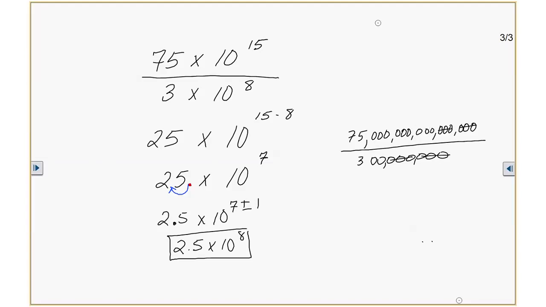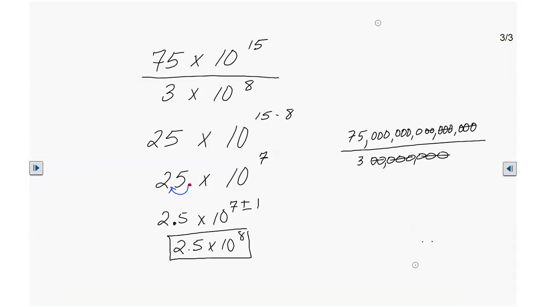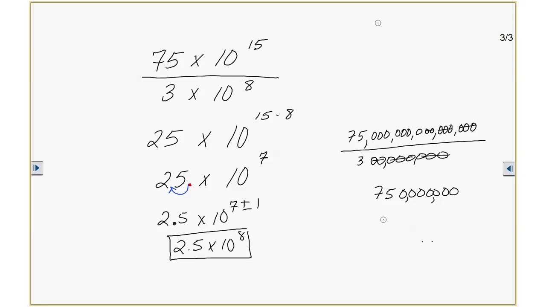Take two of them out, but that still would give you... take these two out. But you're still taking what? 75, 1, 2, 3, 4, 5, 6, 7. You're still taking 750 million and dividing it by 3. Something like that.